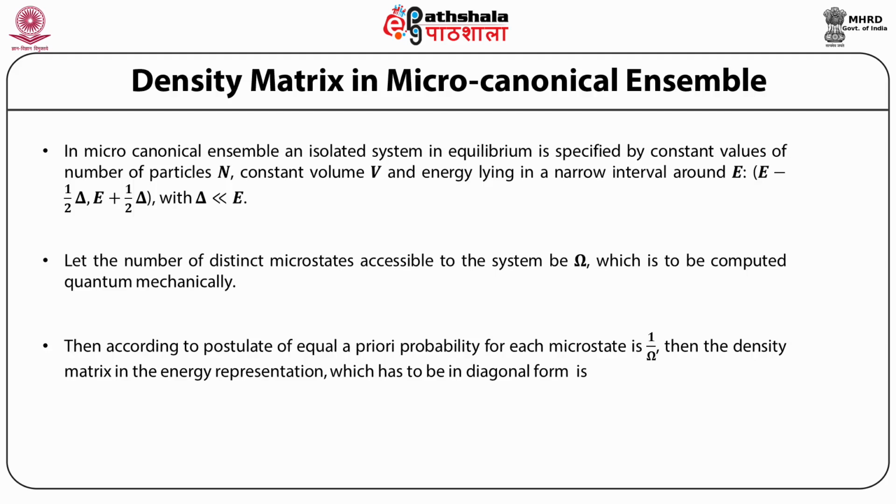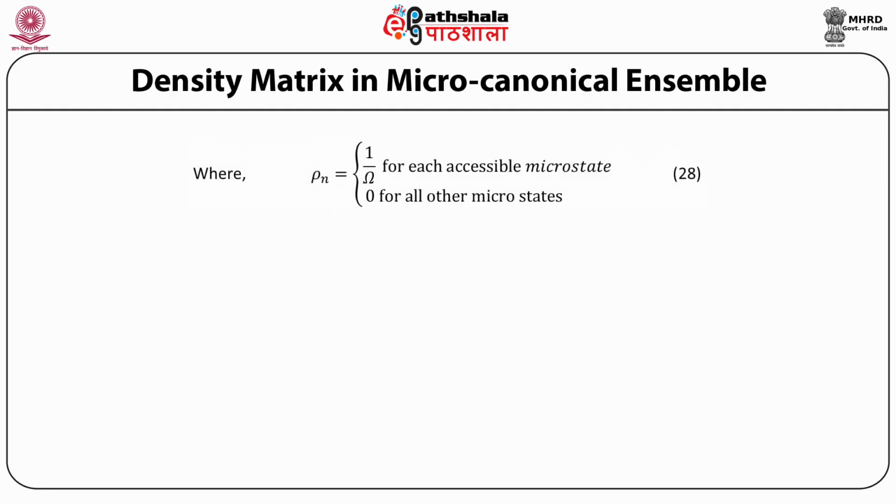Then the density matrix in the energy representation, which has to be in diagonal form, is rho mn equal to rho n multiplied by Kronecker delta mn, where rho n is equal to 1 upon omega for each accessible microstate or 0 for all other microstates. One can see that the normalization condition is clearly satisfied.